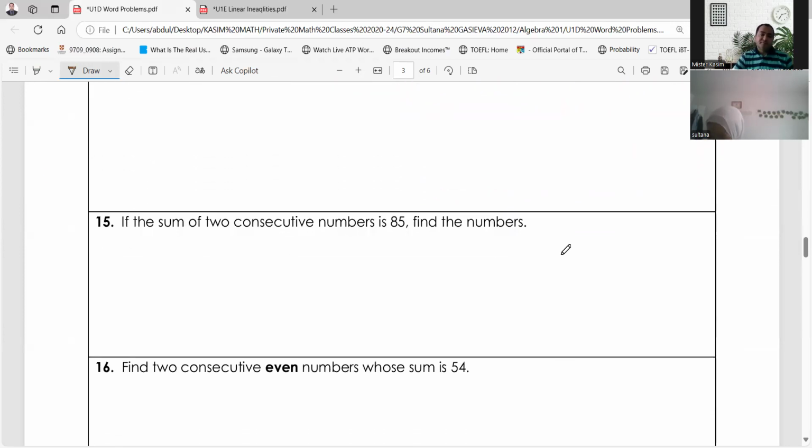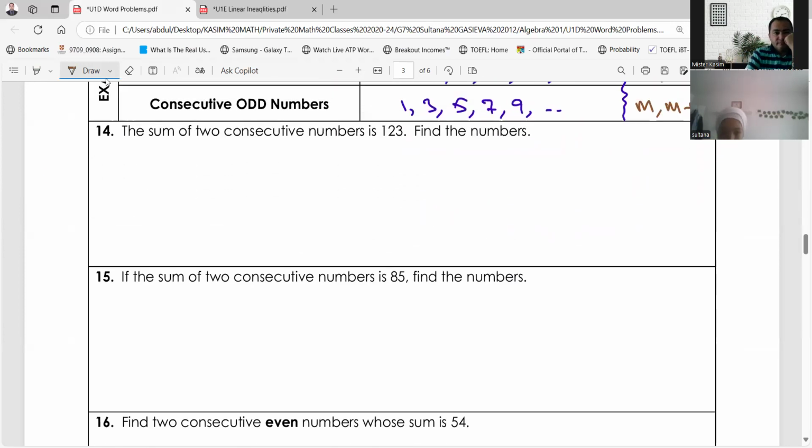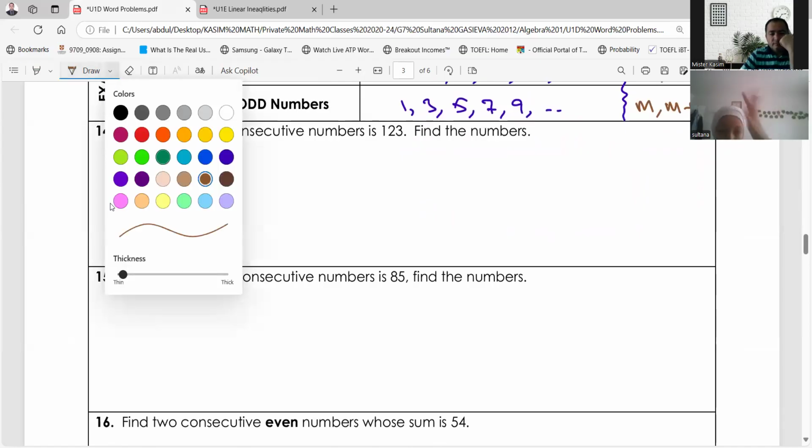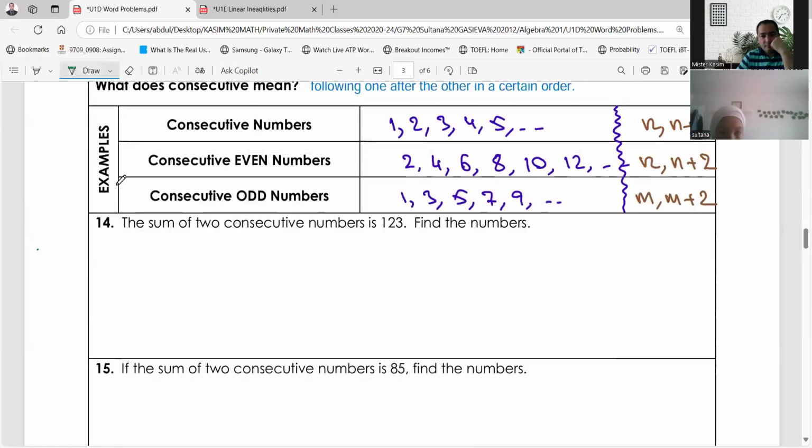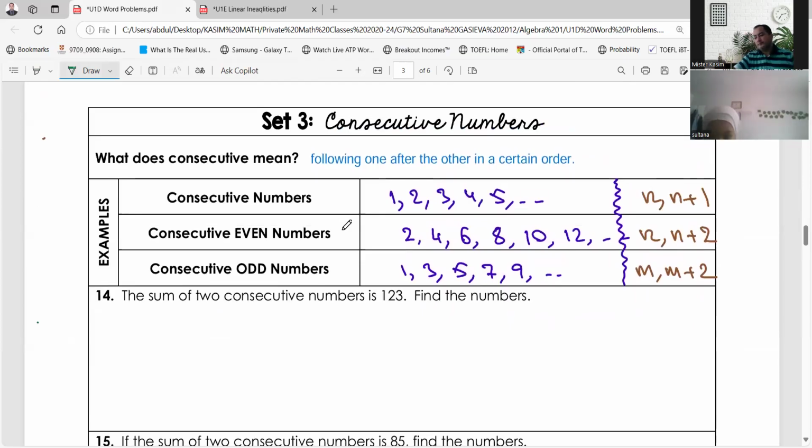Read question 14. Wait, could you quickly go up so I could copy the other one? Yeah. Yeah, I'm done.